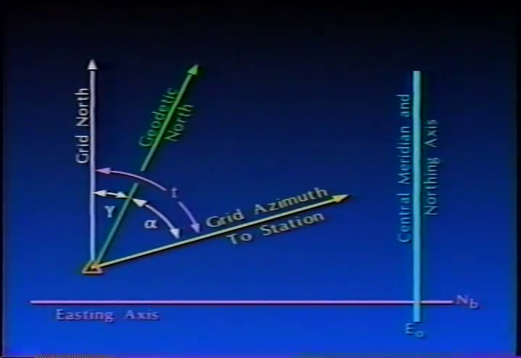We now see the addition of an angular dimension, small t. This quantity is the grid azimuth of the line between our station and the one easterly of it. Grid azimuth is the clockwise angle at a station between the grid meridian, that is grid north, and the grid line to the other station.